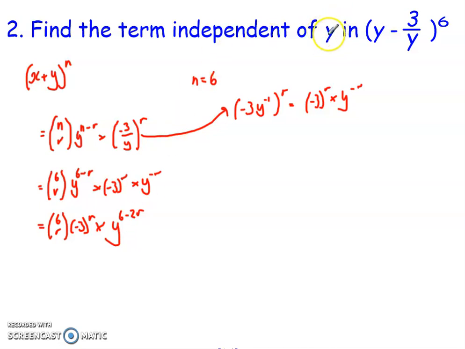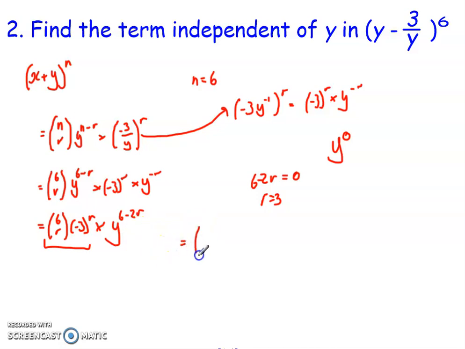Now we want the term independent of y, so in that case we want y to the power of 0. And for that to be the case, 6 minus 2r, our power, has to equal 0. For that to be the case, r has to equal 3. So now that I know that, I can take r equal to 3, plug it back into the coefficient part here, and then figure out what I'd get. I don't need to worry about the y because that's going to disappear. It's going to be independent of y, that is not going to be there.